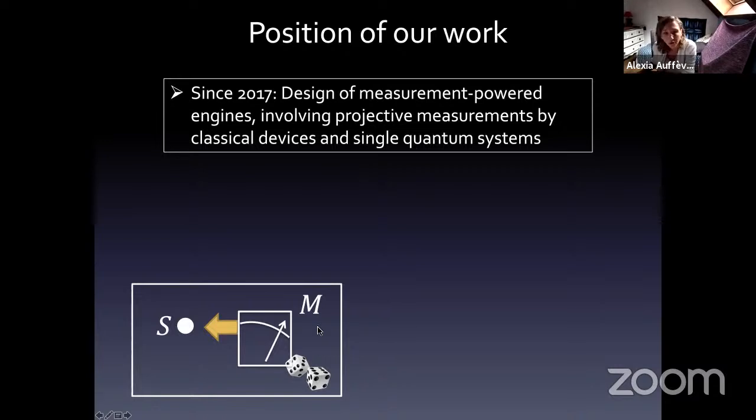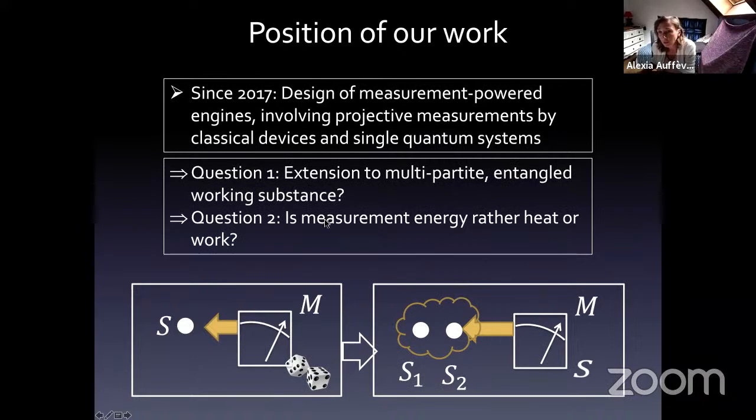So the position of the work I want to present today, after this long introduction, is the following. So far, all the measurement-driven engines we had seen in the literature were based on the situation of a single quantum system undergoing a measurement by a classical device, which means that the measurement channel was not modeled at all. So in the work that I'm going to present now, we have tried to answer two questions. The first one is, how can we extend this idea of measurement-powered engine to multipartite entangled working substances? So typically the two qubits that are in the title of my talk.